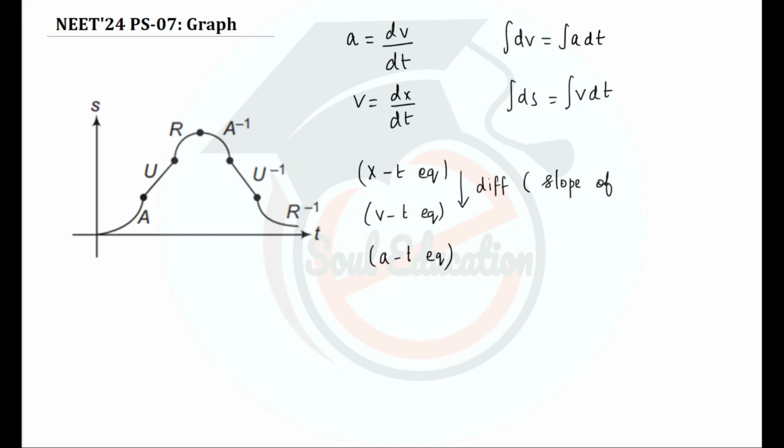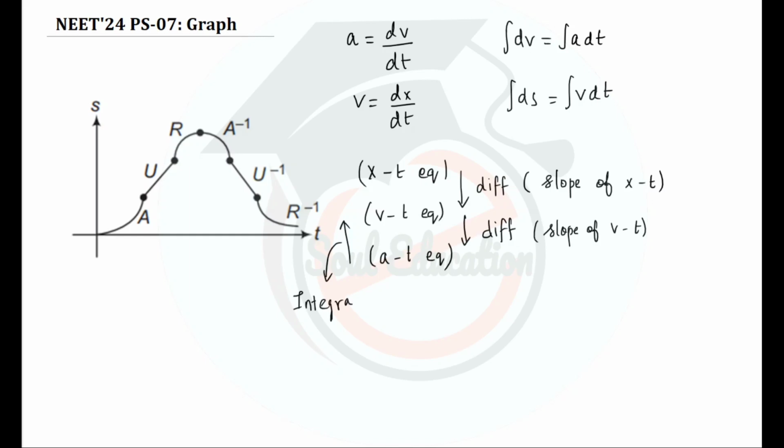Now the xt graph, the slope of xt, which is nothing but the differential, will give us the vt equation. Now if we differentiate the vt equation, we will get the at equation. Differentiation is nothing but the slope of the vt graph. Going in reverse, to find vt from at, we will integrate.